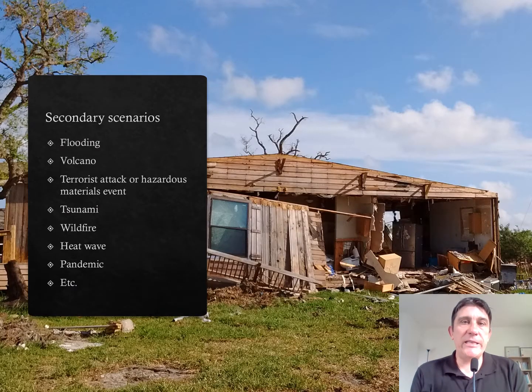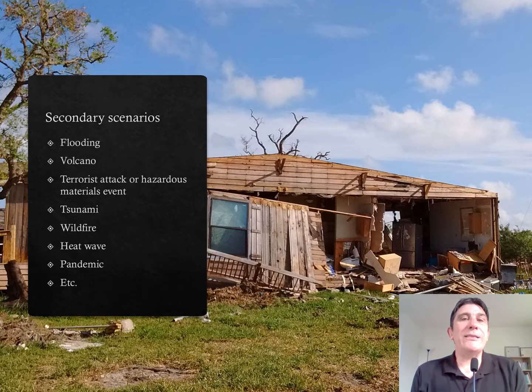Now, the secondary scenario will be something different to that which has been used in the first 7 units of the course, and that requires a different response. So in the case of the standard CERT course, it is terrorism, which requires a different response than the standard CERT protocol of search and rescue, triage, and medical care. So examples of the secondary scenario could be flooding or a volcano, could be a terrorist attack or a hazmat incident, could be tsunamis or wildfires, heat waves or pandemics.